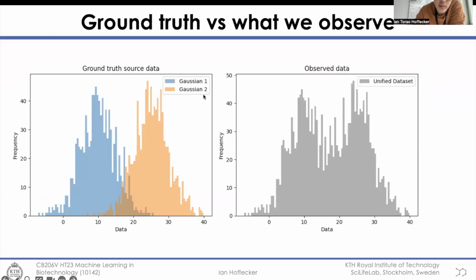So we have, say, Gaussian 1 and Gaussian 2. If we had access to the ground truth, we would see that there are two unrelated distributions here. But in practice, what you're going to see is the mixture of these two, with these overlapping parts summed on top of each other, or mixed.